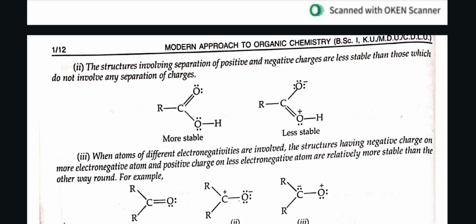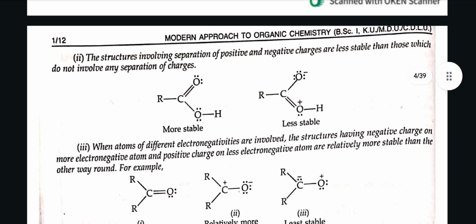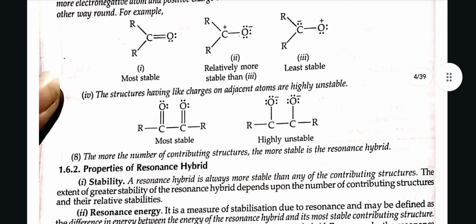Third one is, when atoms of different electronegativities are involved, the structure having negative charge on the more electronegative atom and positive charge on the less electronegative atom is relatively more stable than the other way round. For example, fourth one is, structures having like charges on adjacent atoms are highly unstable. Fifth, the greater the number of contributing structures, the more stable is the resonance hybrid.